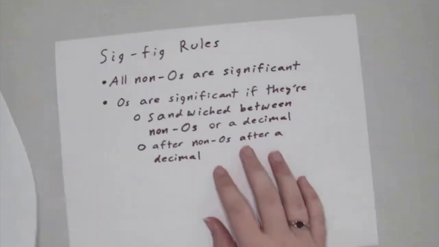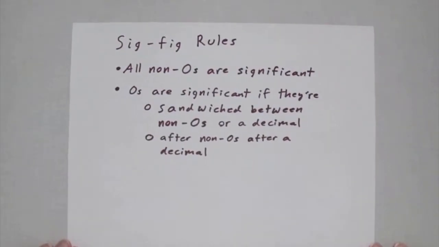So, significant figures. What are the rules? For starters, the easy one is that all non-zero digits are significant. The hard part is figuring out which zeros are significant and which ones are not. So zeros are significant if they are either sandwiched between two non-zero digits or sandwiched between a non-zero digit and a decimal, or if they follow a non-zero after a decimal place.